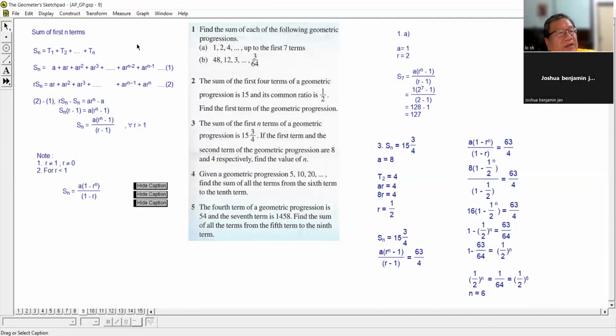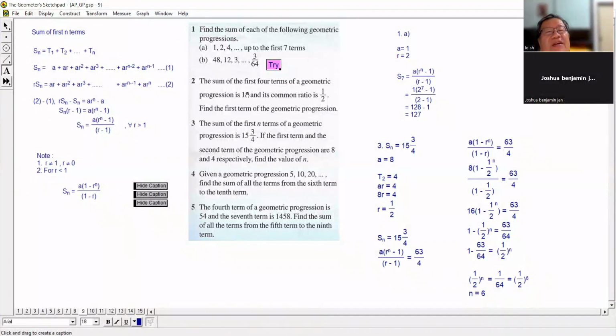So next one is this. You try this one. Try this 1D. Right? Okay, then we go on to the next question, number 3. Now, how to solve different types of questions involving the sum of first n terms for a geometric progression. So we're going to see.